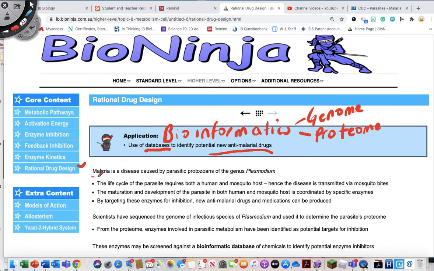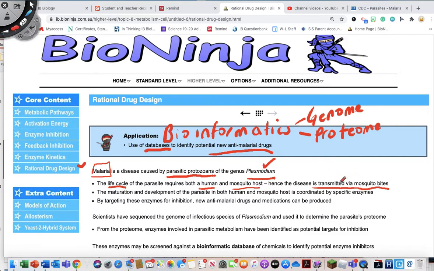So let's talk about malaria for a moment. Malaria is a disease that's caused by a parasitic protozoum of the genus Plasmodium. So malaria is caused by a parasitic protist, and this is the name of the protist. Yet, for the life cycle of this parasite to be fulfilled, it requires both a human and a mosquito host. Hence, the disease is transmitted via mosquito bites, even though it's not a mosquito that makes you sick, right? It's the Plasmodium that makes you sick, but you require a mosquito host.